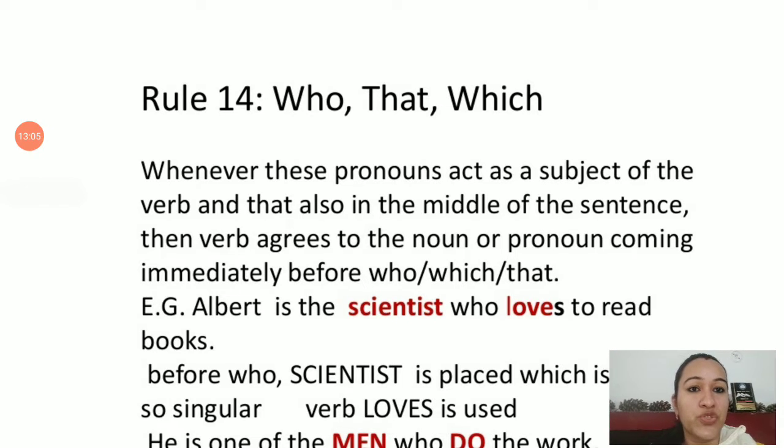Who, that, which. Whenever these pronouns act as a subject of the verb and that also in the middle of the sentence, then the verb agrees to the noun or pronoun coming immediately before who. Albert is the scientist who loves to read books. So you are going to associate it with Albert.